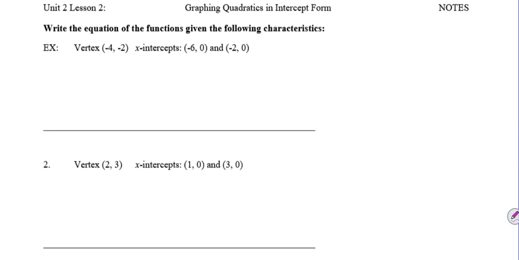All right. The first thing to realize is that my function is f of x equals a times x minus p times x minus q. All right? So, what does that mean? Well, I know that if I have an x-intercept of -6, then I know that this is x plus 6. And if I have an x-intercept of -2, I know that's x plus 2.